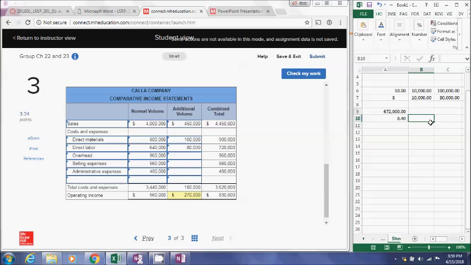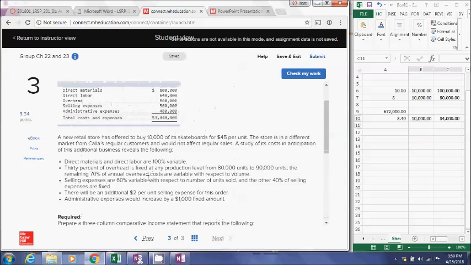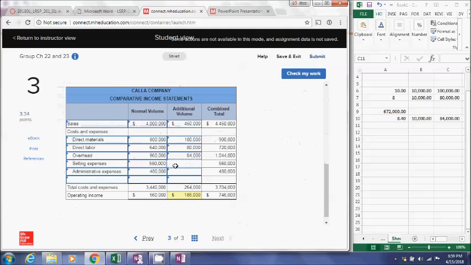Okay, so $8.40, and 10,000 is our new volume. And we do the math. And it says that our overhead should be $84,000. I think we're going to have the same kind of problem with selling expenses. So with selling expenses, 60% variable and an additional $2 per unit. So let's deal with the 60% variable first. So we go plus 560,000 times, what was it, 60%?